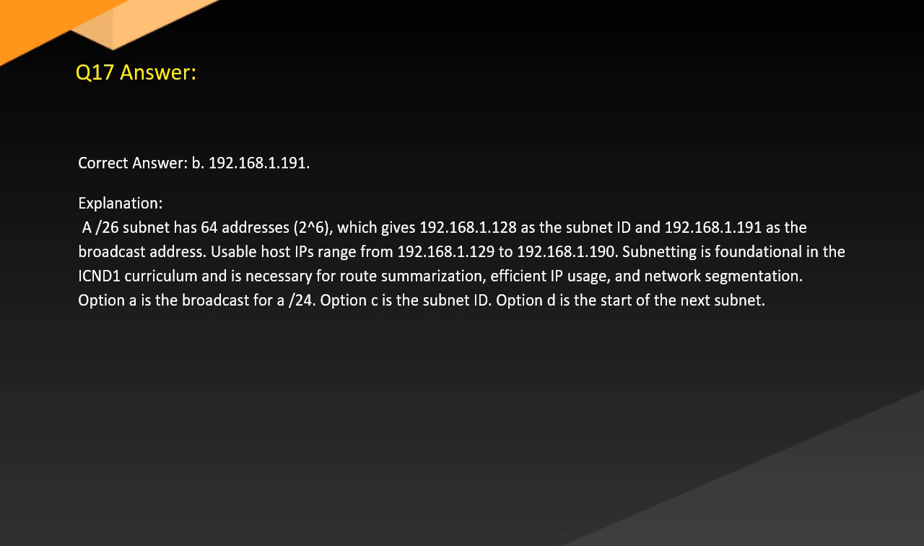Answer. Correct answer: B. 192.168.1.191. Explanation. A /26 subnet has 64 addresses, which gives 192.168.1.128 as the subnet ID and 192.168.1.191 as the broadcast address. Usable host IPs range from 192.168.1.129 to 192.168.1.190. Subnetting is foundational in the ICND curriculum and is necessary for route summarization, efficient IP usage, and network segmentation. Option A is the broadcast for a /24. Option C is the subnet ID. Option D is the start of the next subnet.